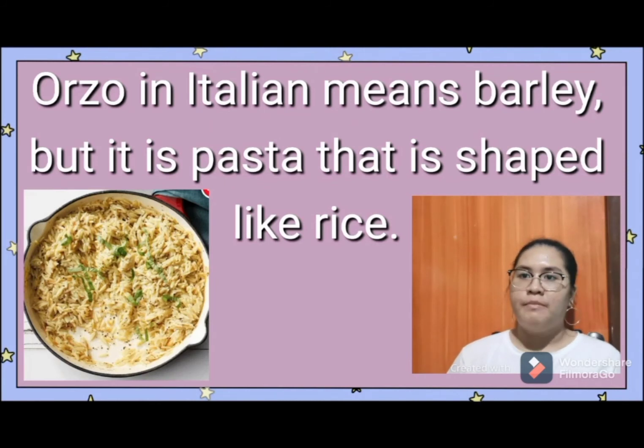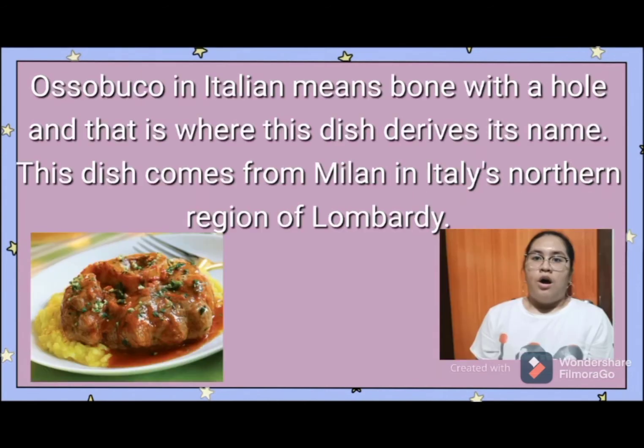Orzo in Italian means barley, but it is pasta that is shaped like rice. Ossobuco in Italian means bone with a hole, and that is where this dish derives its name. This dish comes from Milan in Italy's northern region of Lombardy.